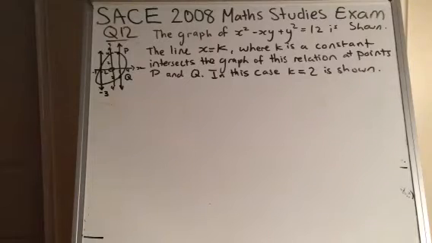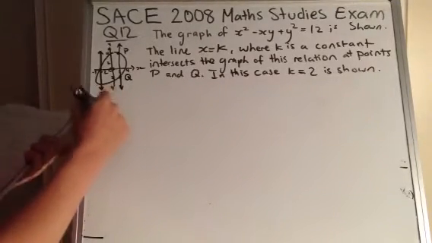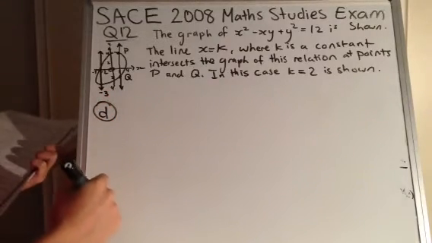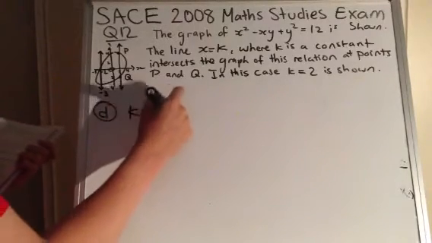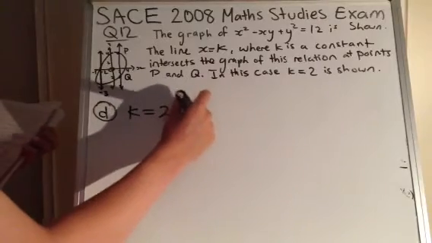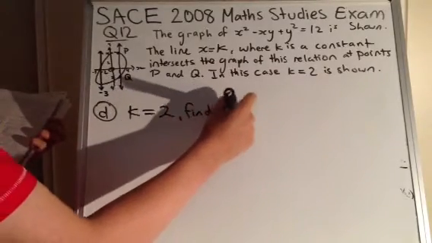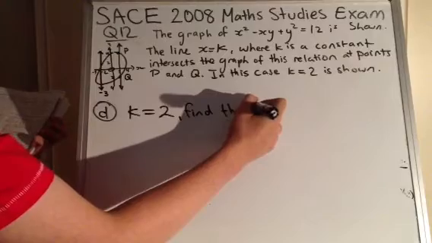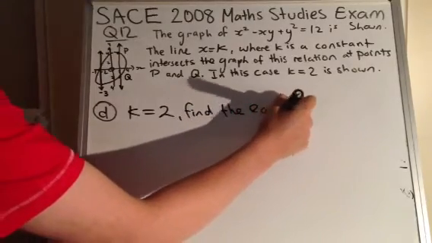Okay, part 2 again, as I said last video, 3 parts. So the first part of part D is to have a case where k equals 2, and that's what we've got there, and it asks us to find the equation of the tangent.